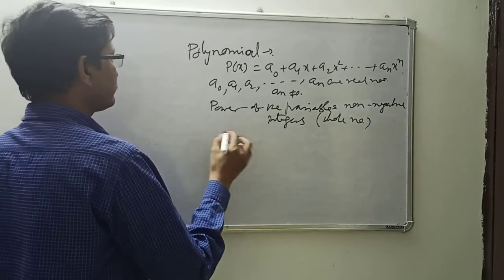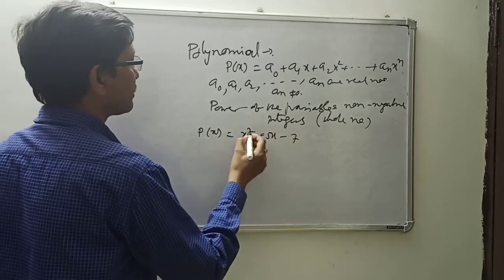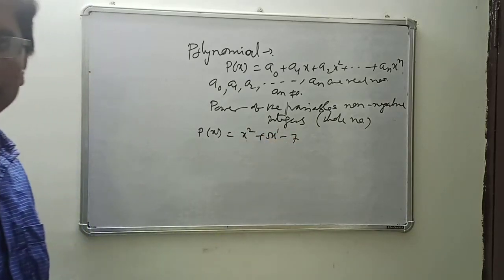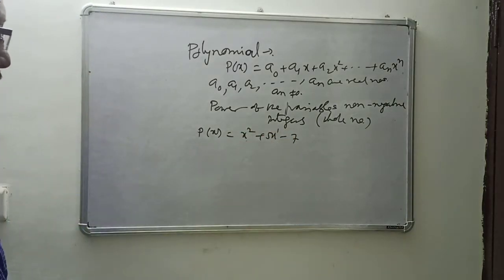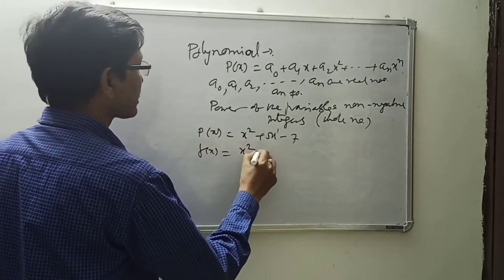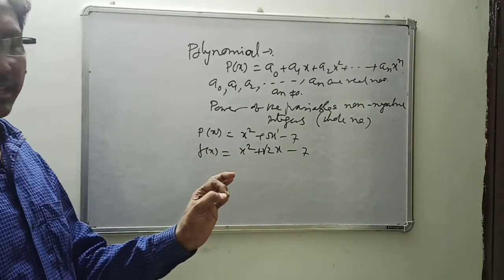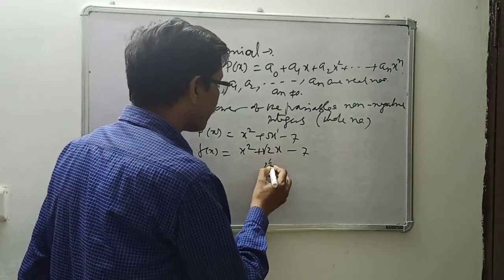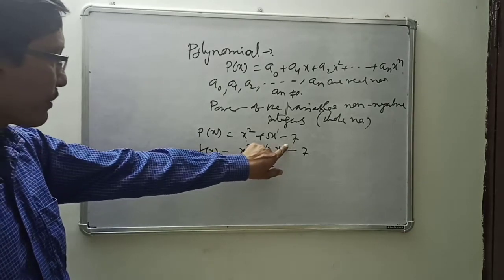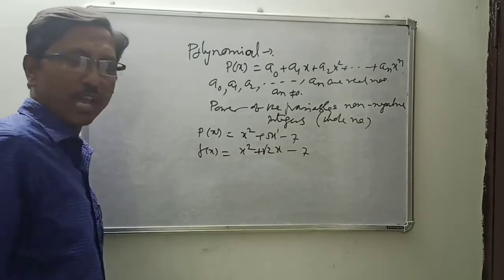For example, x square plus 5x minus 7. See, the variable here is x, with x to the power 2 and x to the power 1. So the power of the variable is a whole number. Suppose we take another expression, x square plus root 2 x minus 7. It is also a polynomial, because root 2 means 2 to the power half, but that is not the variable. It is a constant. So if the power of the variable is a whole number, or non-negative integer, that is known as a polynomial.